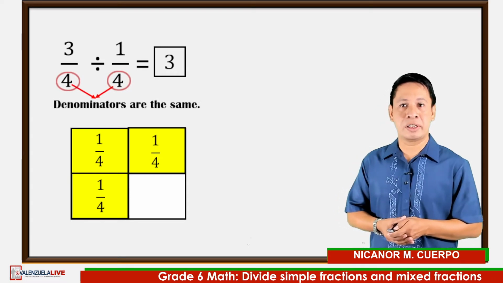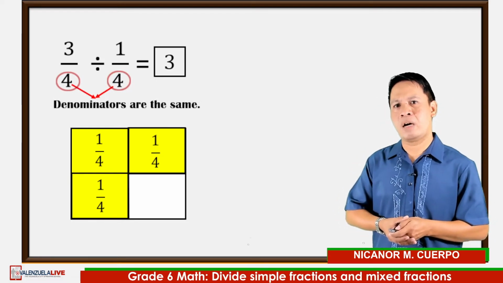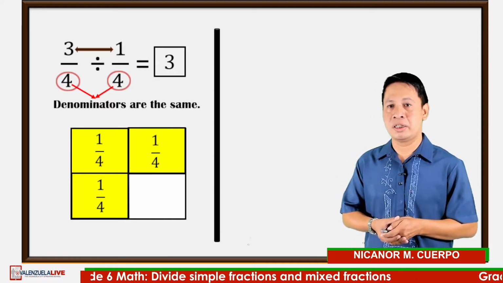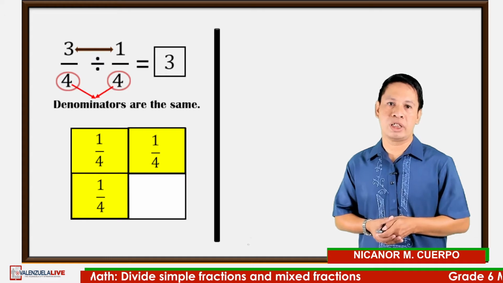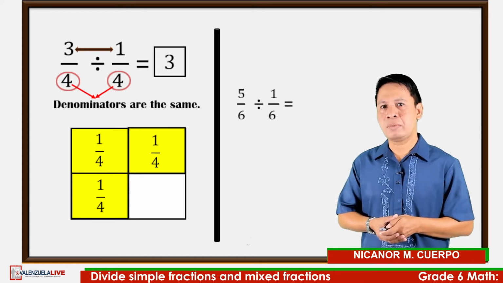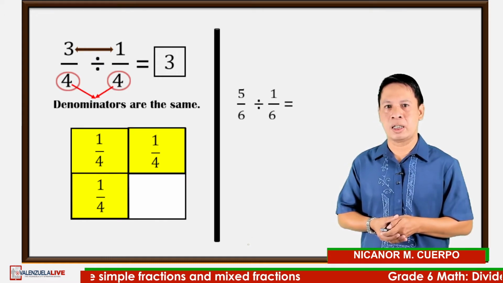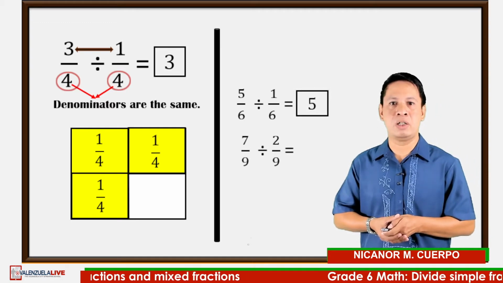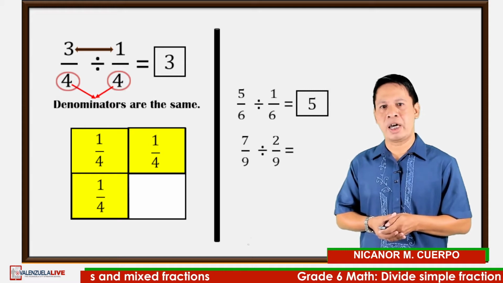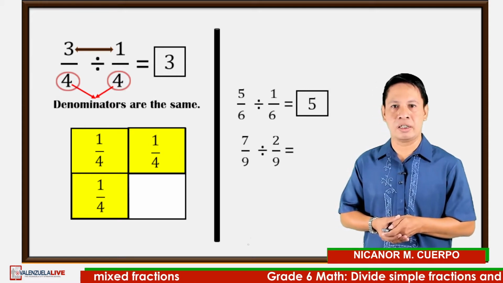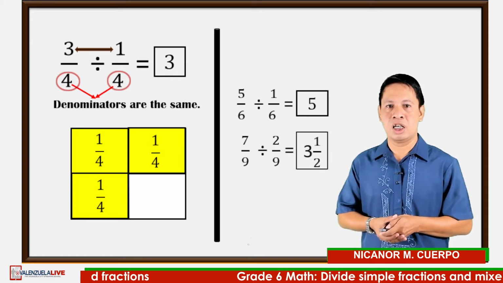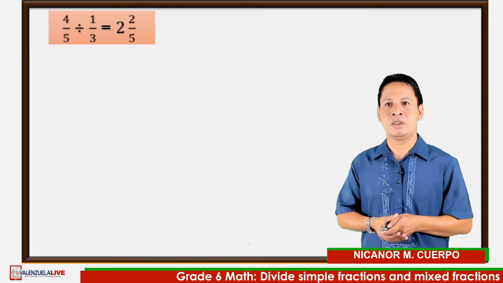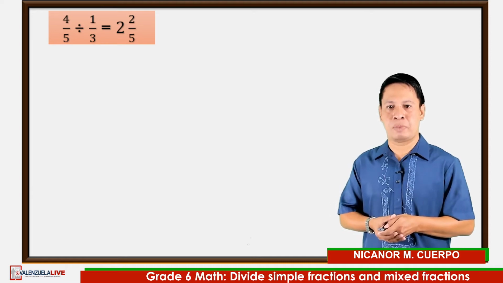The denominators are the same. So whenever the denominators are the same, you just divide the numerators. 3 divided by 1 will give you 3. The same thing, when you divide 5/6 by 1/6, the answer is 5, which is 5 divided by 1. When you divide 7/9 by 2/9, the answer is 3 1/2, which is 7 divided by 2.